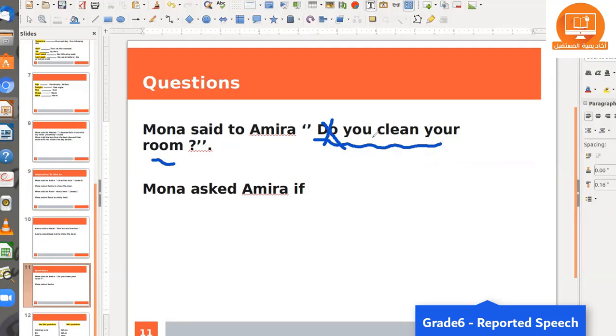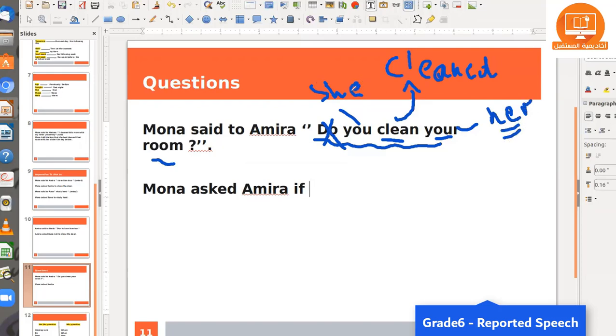Okay, so do you clean your room? And I will change this. This is in present simple, right? So I must change it to the past simple. It will be cleaned. And I will change this to she, of course. And this will be changed to her. So this will be she clean, and this will be her. So I write Mona asked Amira if she cleans her room. Full stop.